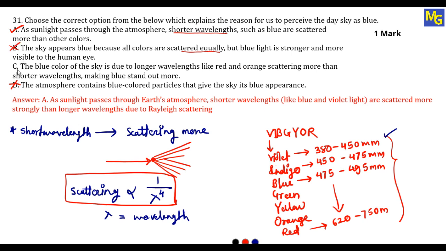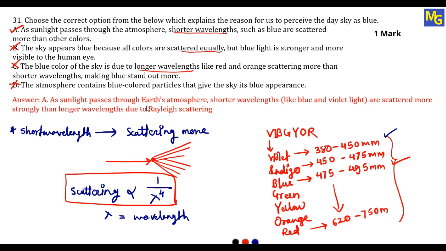Now remaining is option C. The blue color of the sky is due to longer wavelength. Blue color has shorter wavelength. You can see this range. Therefore this statement also goes wrong. Therefore the correct answer is option A. So you should write answer A.